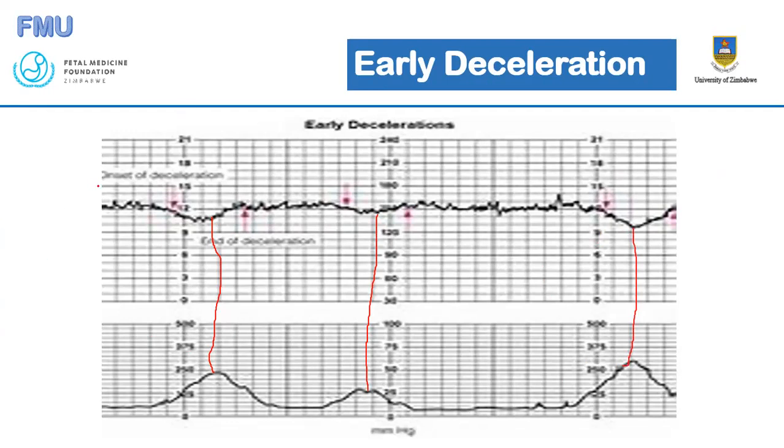So what causes this? The early deceleration is normally caused by fetal head compression. So when the fetal head is compressed, that causes deceleration. Early deceleration is fairly innocent in the fact that it doesn't harm the baby. It is just a physiological response to fetal head compression. So we are going to see this in women who are in the second stage of labor quite often.